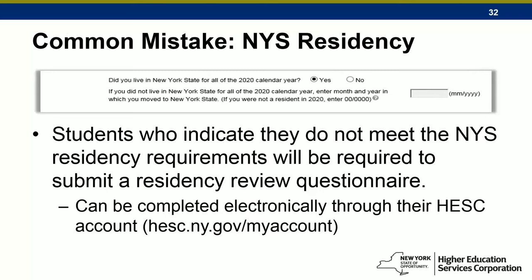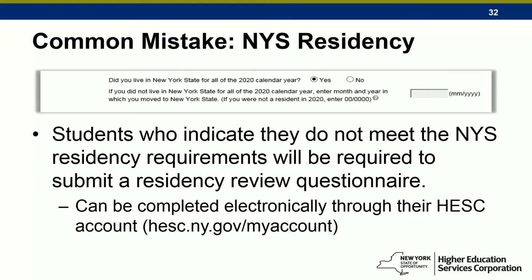If they say no, they're asked to enter the month and year that they started living in New York State. Now, once again, just like I mentioned with FAFSA, this is not talking about when you became a citizen or permanent resident. It's not talking about their citizenship or immigration status. It's just simply saying, when did you start living in New York State? And if it was for all of this year, 2020, they can say yes. If they moved here 10 years ago, they can say yes, but if they moved here just in August, then they would say no, and they would enter 08-2020.